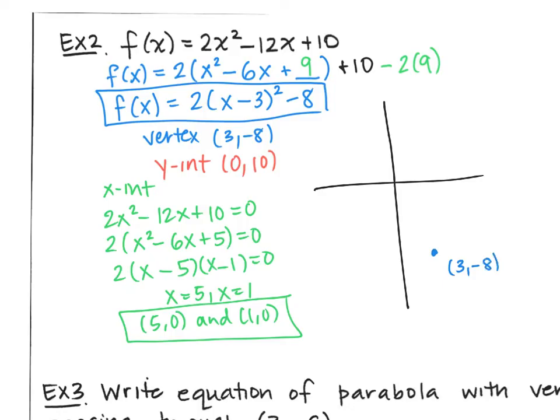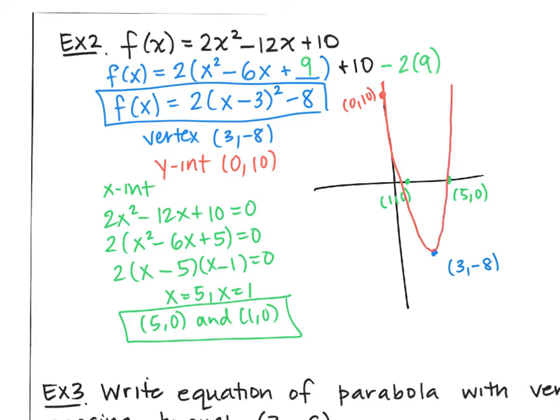Where's my y-intercept? It is (0, 10). So if that's 8, maybe 10's up here. I'll label it since I am not drawing very well to scale. My x-intercepts are at (1, 0) and (5, 0). If that's (3, -8), then (1, 0) is probably here, and (5, 0) is probably here. And that's a decent graph, I think.